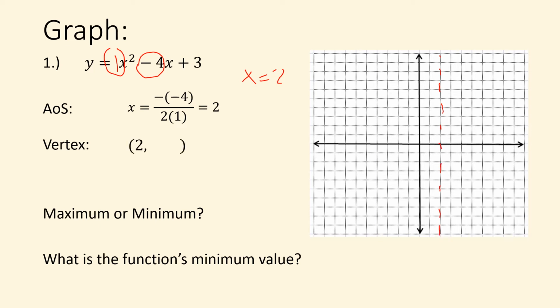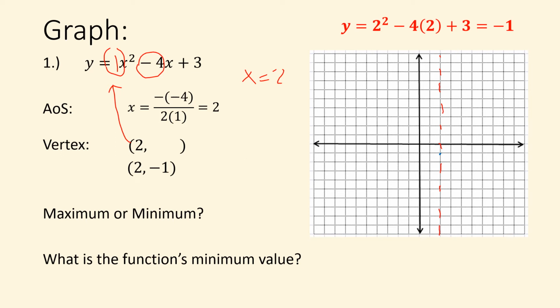Now we can plug in 2 to find the vertex. So we take 2, we plug it into all of these x's up here, and we see what we get for the y value. So 2 squared minus 4 times 2 plus 3, and we get negative 1. So our vertex is 2, negative 1. We want to go ahead and put that on the graph here. Now this should always be right on that axis of symmetry.